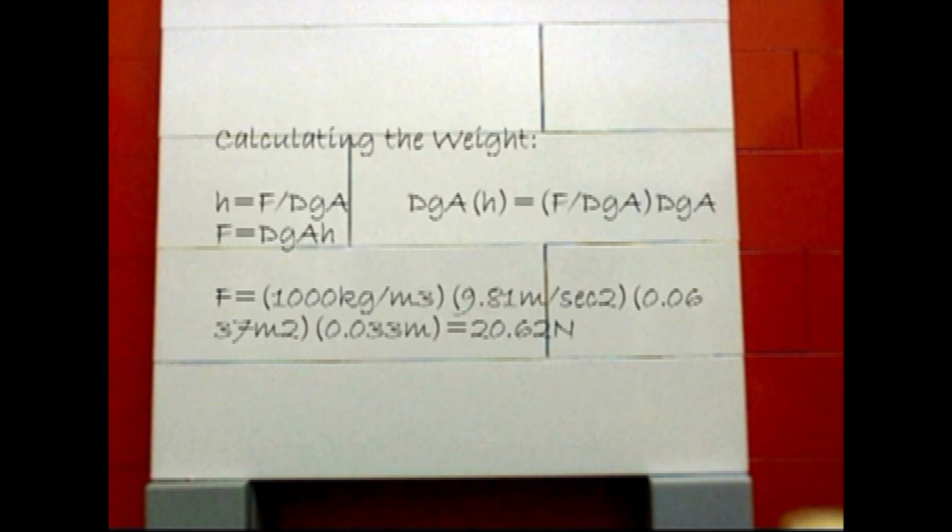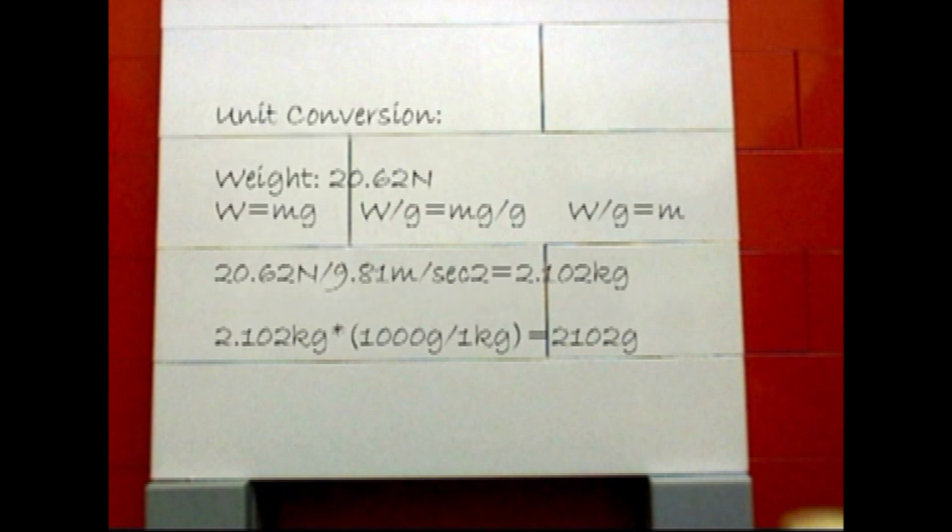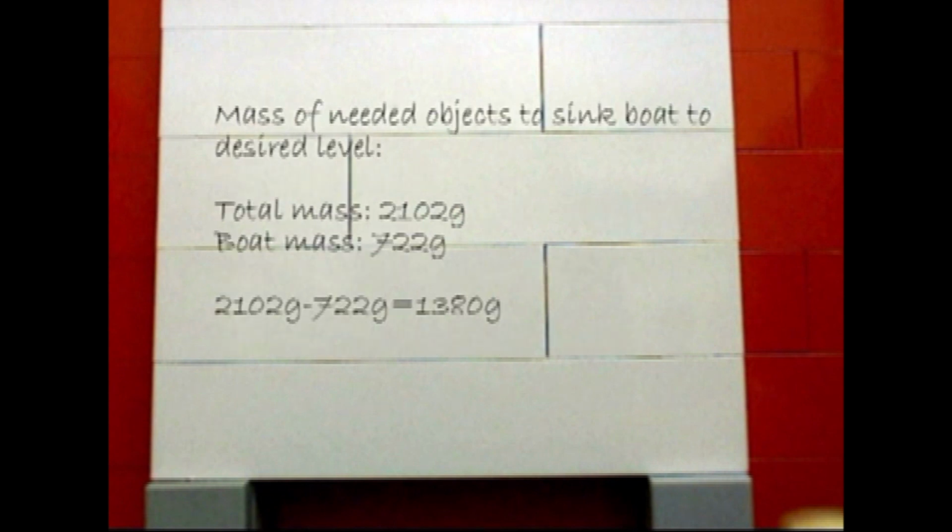To calculate the total weight, we need to manipulate the equation H equals F over dGA and plug in the numbers to find that the total force is 20.62 newtons. Now, using the equation for weight, we will take our weight and convert it over to mass. This gives us 2.102 kilograms. In turn, we can then take this and convert it again to 2,102 grams. We now take the total mass and subtract out the boat's mass. This gives us our calculated mass that's needed to put into the ship.